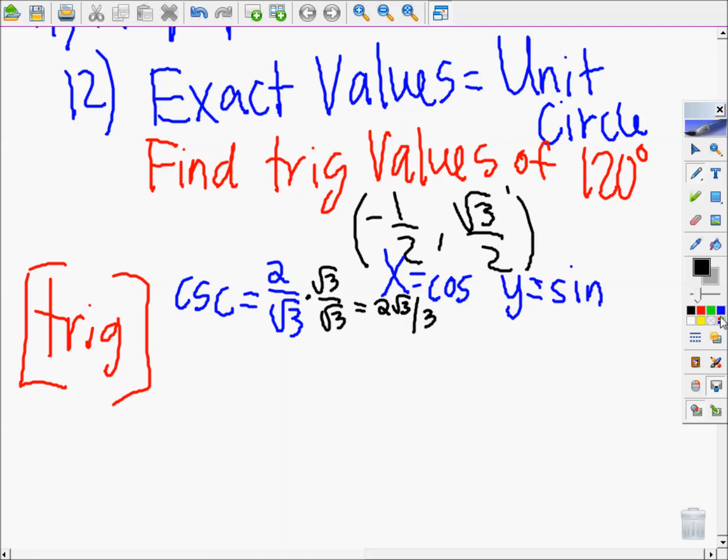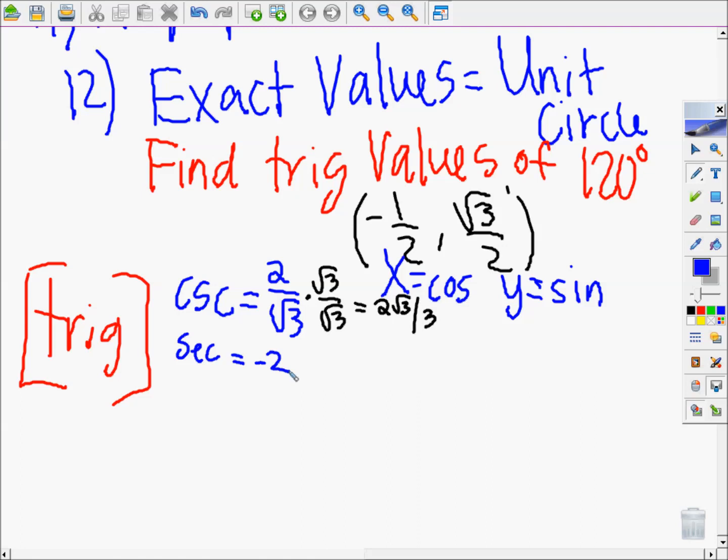Then if it said to find the secant, secant is the reciprocal of cosine. So if it's negative 1 over 2, then it's going to be negative 2. Am I done? Yep. I don't need to simplify. I don't need to rationalize. It's negative 2.